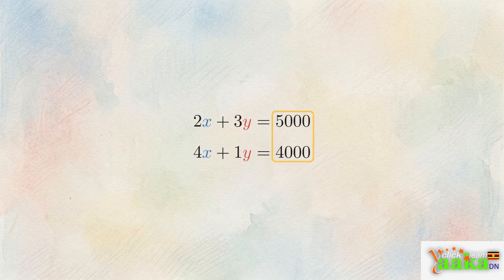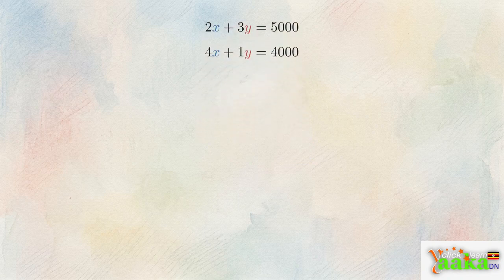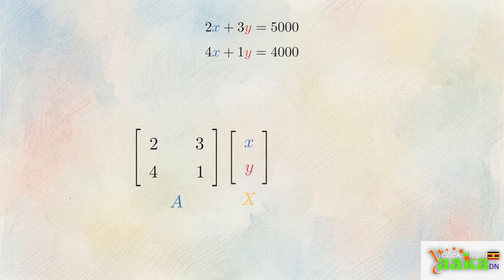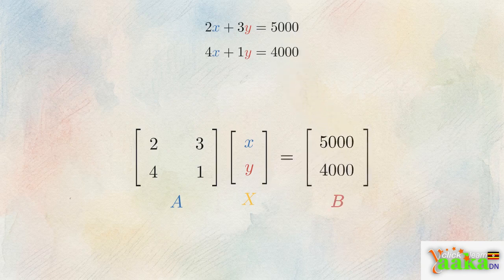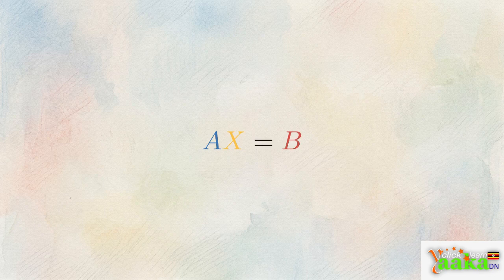Here, X represents the price of a notebook, and Y represents the price of a pen, with the total costs aligned on the right. To solve this, we extract the data into 3 specific matrices. The coefficients forming the notebook and pen quantities become matrix A. Our unknowns form the variable matrix X, and the totals become our constant matrix B. This organization translates the market transactions into the standardized formula A times X equals B. Our objective is to determine the values inside matrix X.